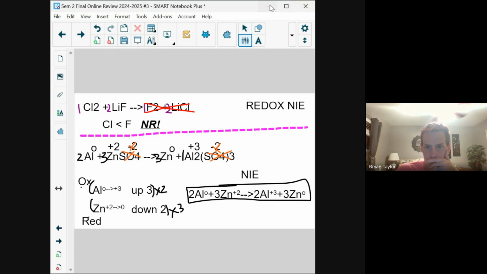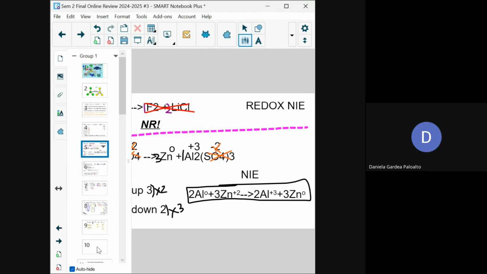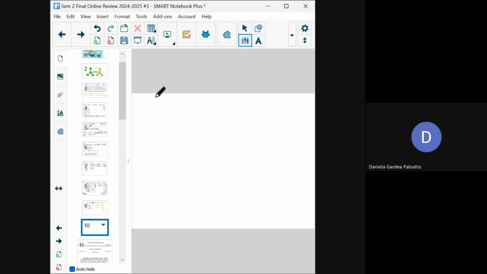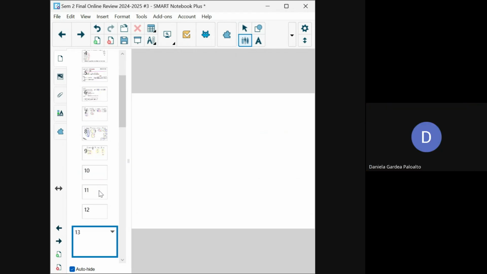I'm going to go back to the OG file. For percent composition, do we have to find the mass of everything, and then the mass of the separate ones, and then turn that into percentages? Absolutely. That is perfect.